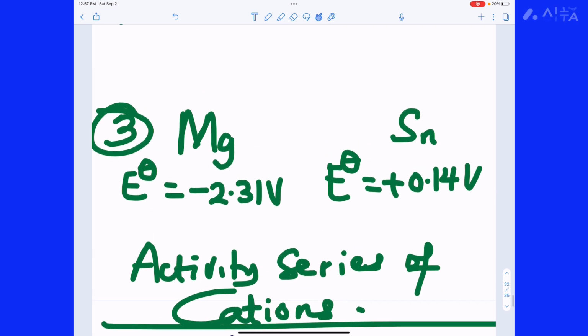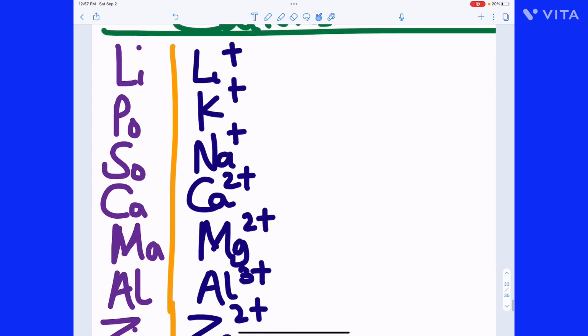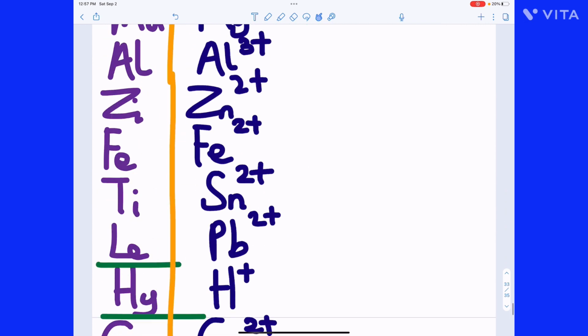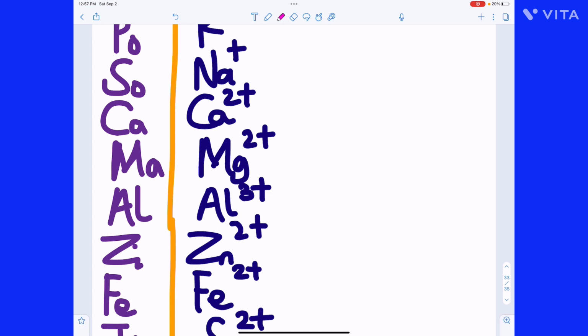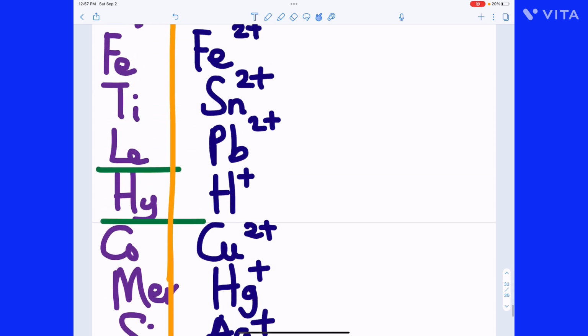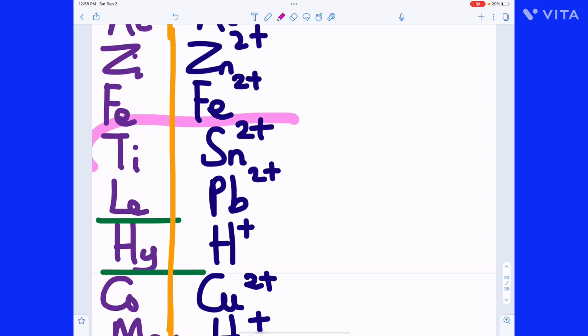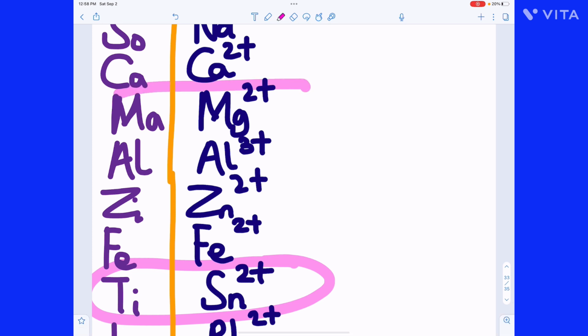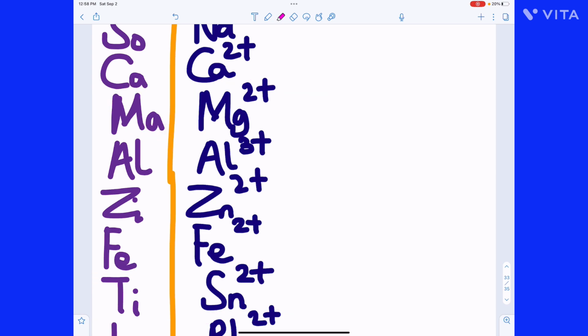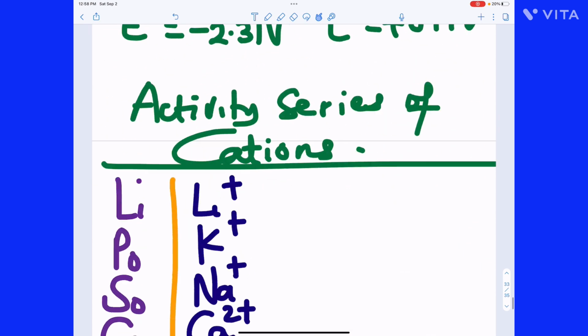Now, what this means is that if magnesium and tin were to be put together, the essence of this series is to tell you which one is more reactive. Magnesium is up here. Let's now find tin. Okay, tin is down in the middle here. So magnesium is higher up in the series than tin. So magnesium will be the anode and tin will be the what? The cathode.